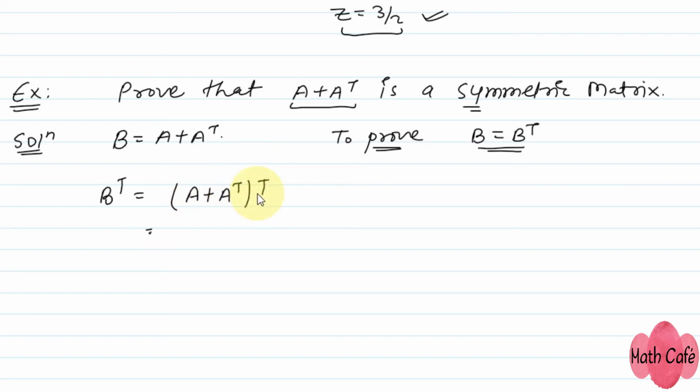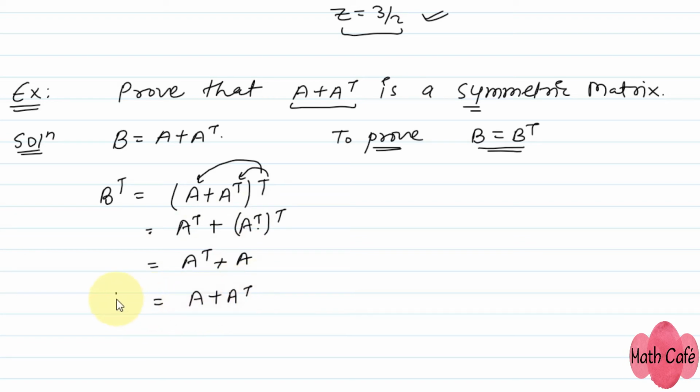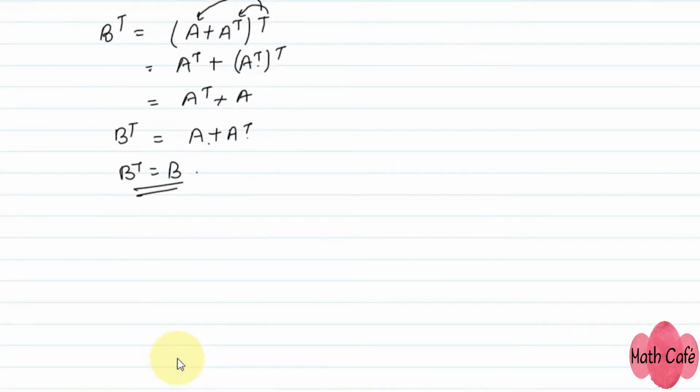So how will we solve this expression? I will just put transpose on each of the expressions. So we will get A transpose plus A transpose whole transpose. A transpose is as it is, plus A transpose transpose will become matrix A. That is nothing but A plus A transpose, and this is B transpose. So B transpose will be equal to A plus A transpose, which is already B. So B transpose is B. So that's what we needed to prove. Alright, so let's move to the next example here.